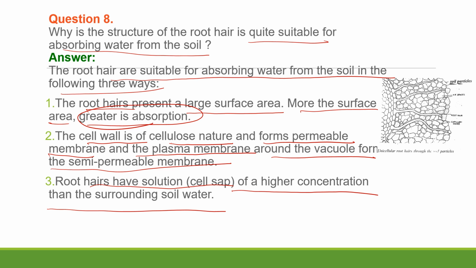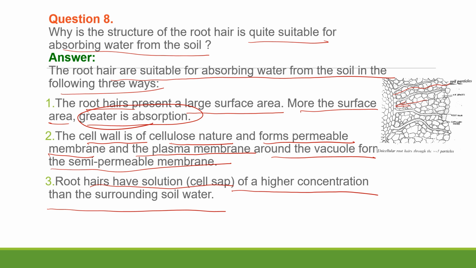So this is the diagram of this. You can see the root hairs. These are the soil particles. So like this, they are absorbing the water. So this is how we can say that the root hairs, with this large surface area, are creating a better environment for the absorption.